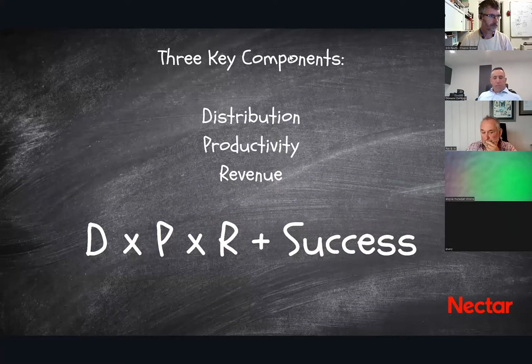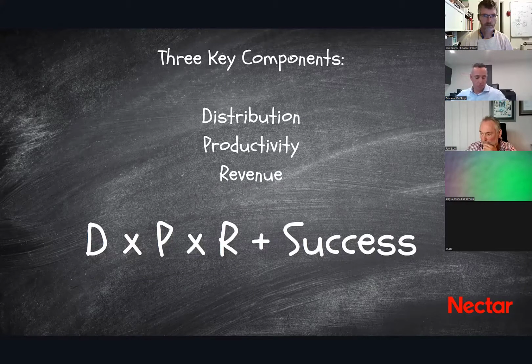So there are 3 core components of a successful business that I've placed into a formula, and I do use this formula when doing business coaching. It's quite a simple format: distribution times productivity times revenue. They should say equals success, not plus success.